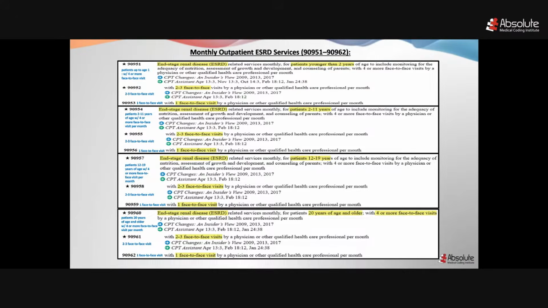Then we have a code series for patients aged between 12 and 19, and then a code series for patients aged 20 plus. So think of it like a grid, age versus visits. Once you see that pattern, picking the right code becomes much easier.